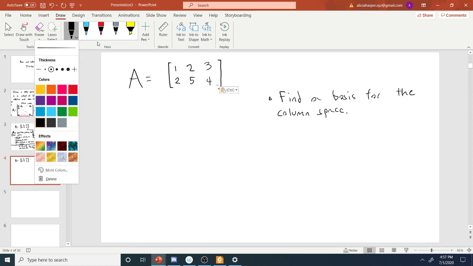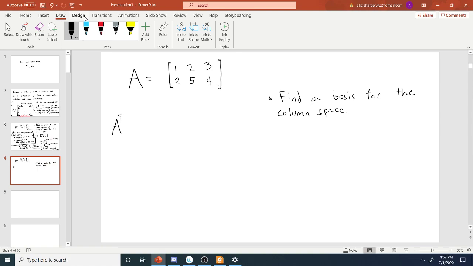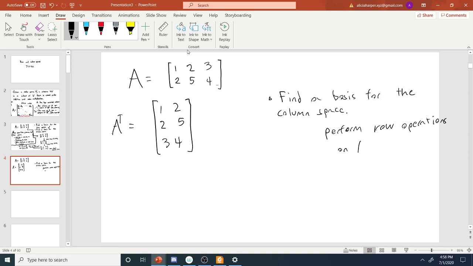So in order to do this, what I'm going to do is look at A transpose. In this case, A transpose is 1, 2, 2, 5, 3, 4, and the rows of this correspond to the columns of A. So what I'm going to do is perform row operations on A transpose.